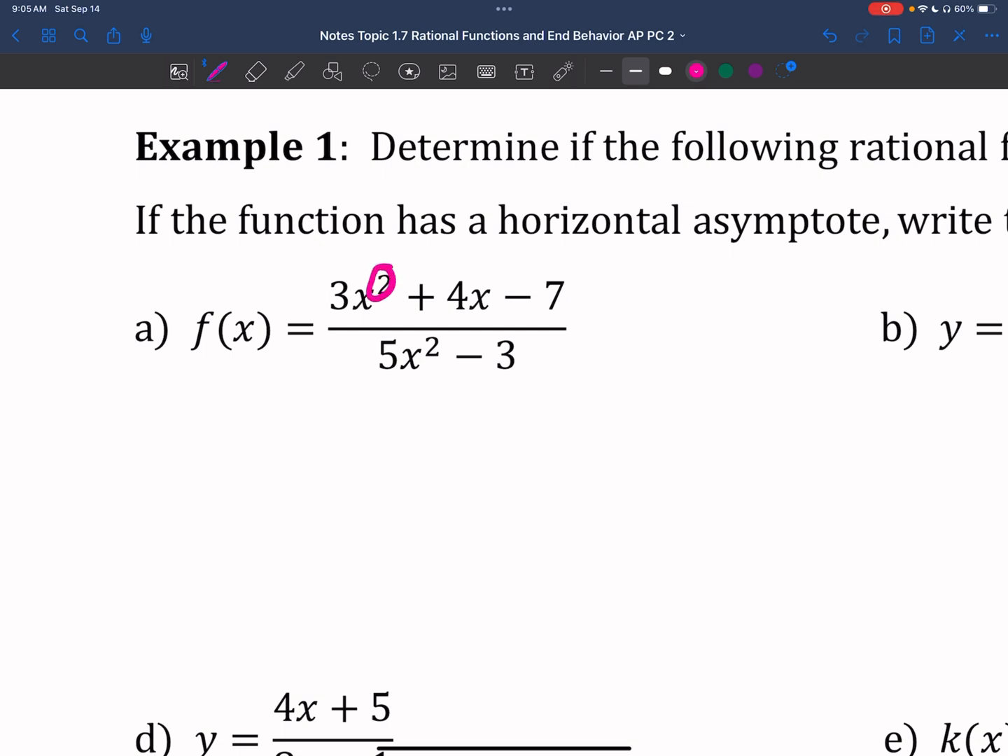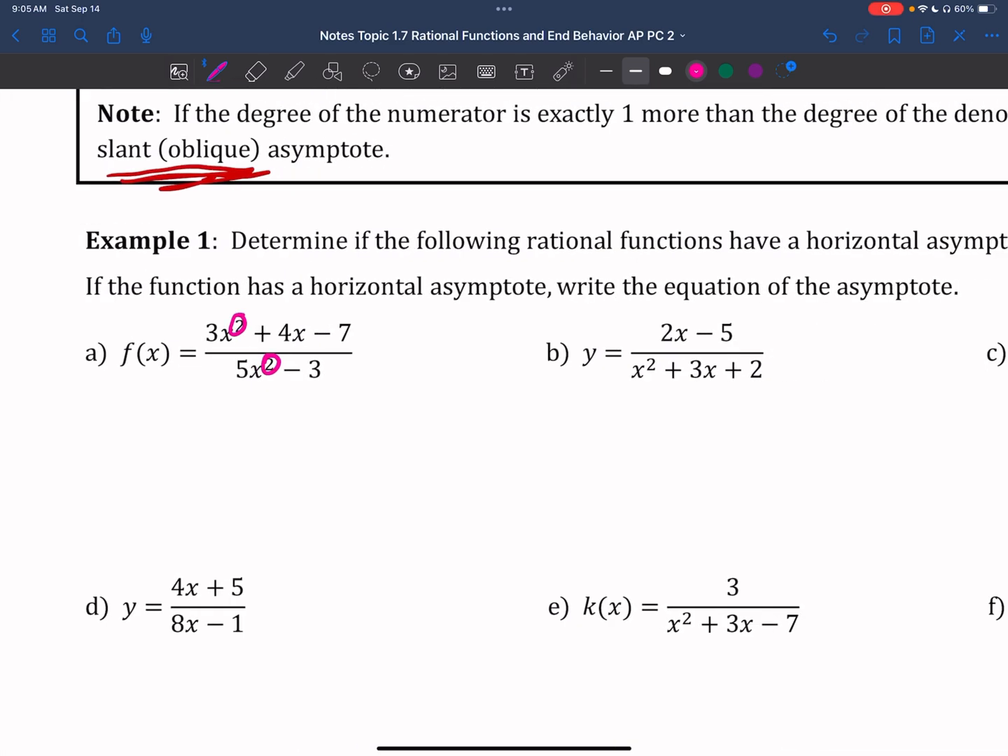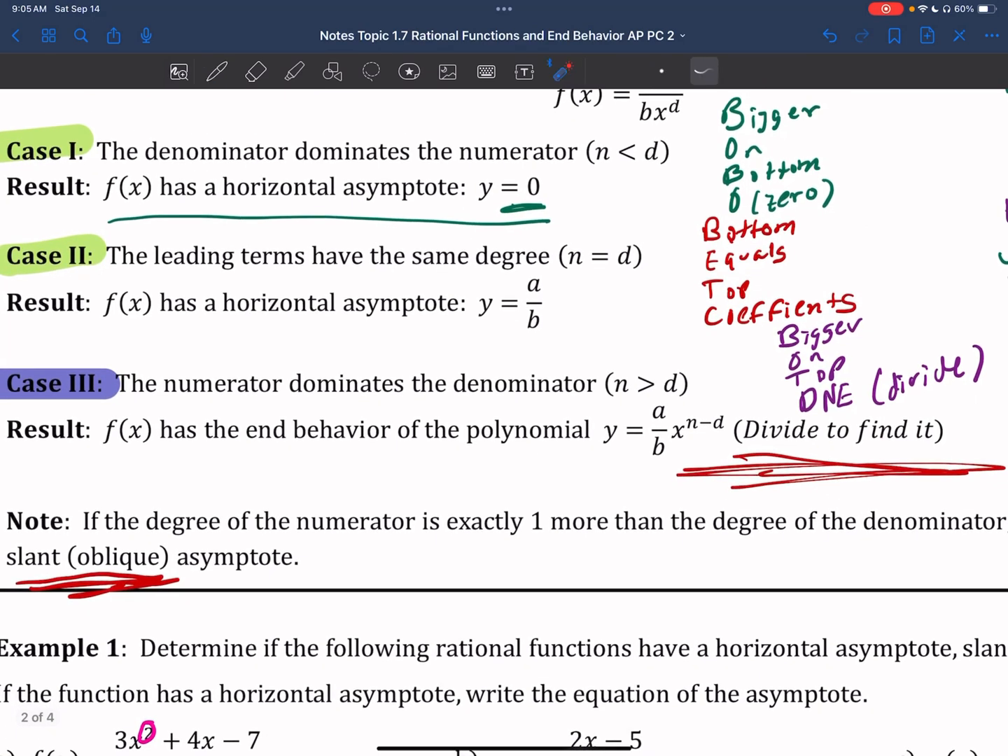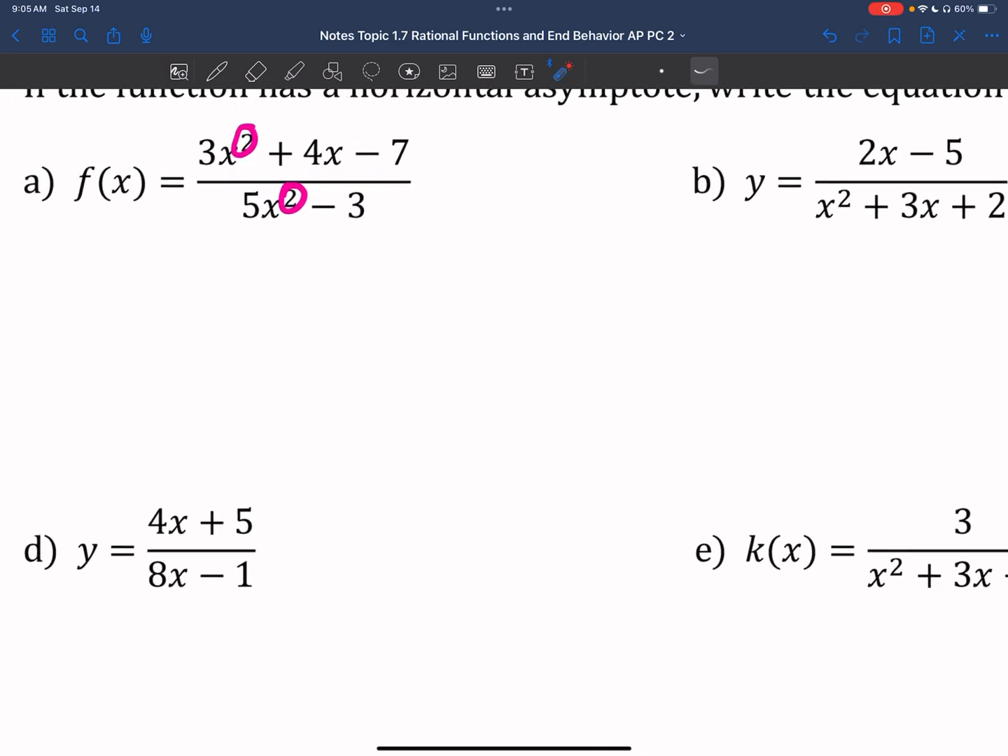So for A, I have a 2 as my degree for my numerator. I have a 2 as the degree in my denominator. So they're equal to each other. That reminds me of the BETSY situation, bottom equals top, where the degrees on the top and the bottom are equal to each other. And then it tells me to look at the coefficients. So that's what I'm going to do here.